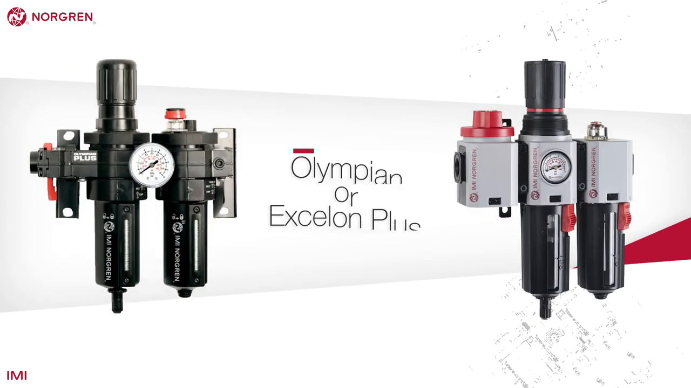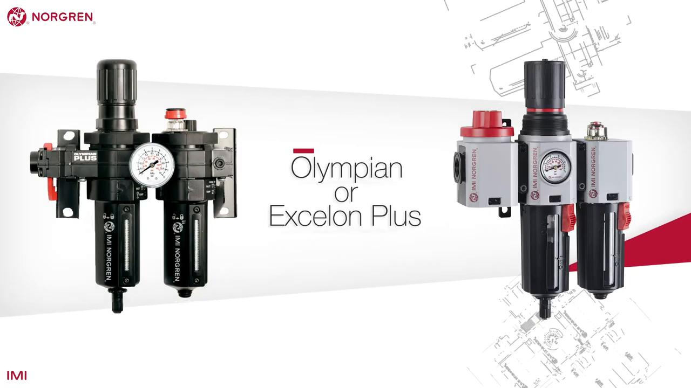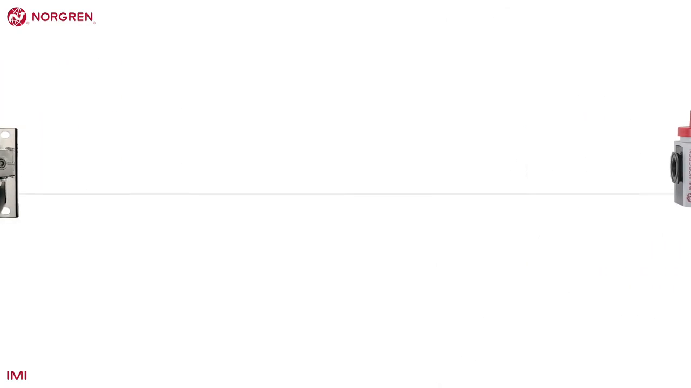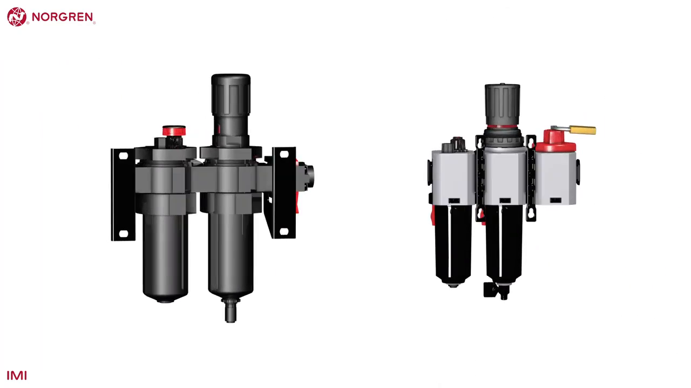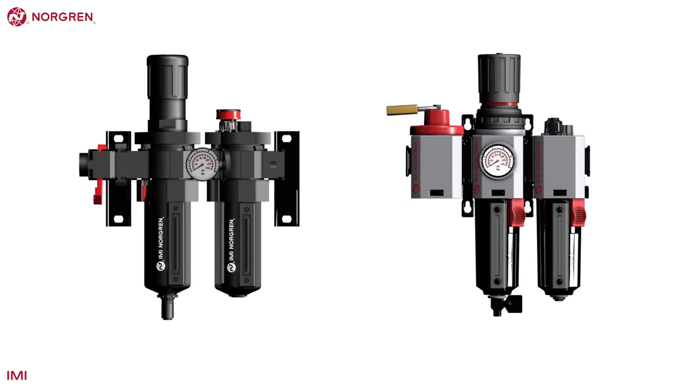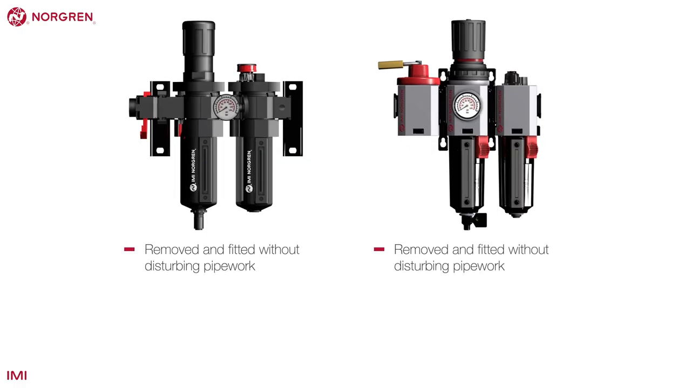With two industry-leading products for air preparation, how do you choose between them? Obviously, every application will have its own requirements. However, there are some key features to remember. They're very similar. The biggest difference is the modular system on the Olympian Plus. Both can be removed and fitted without disturbing pipework, although Olympian is a little quicker.